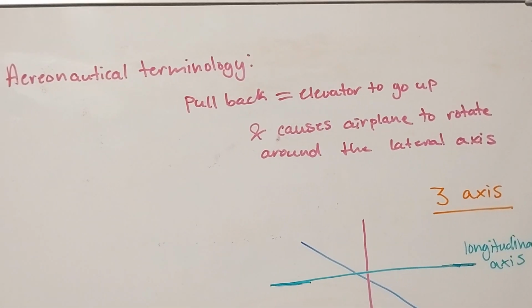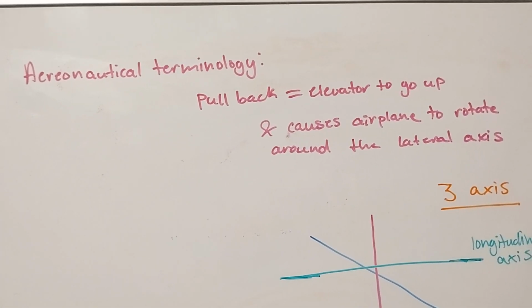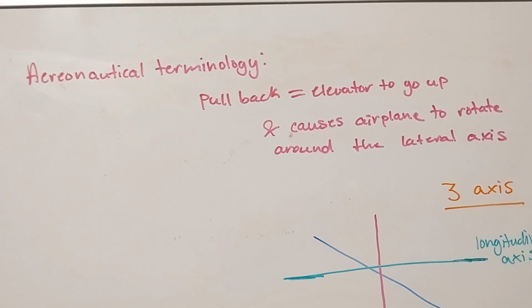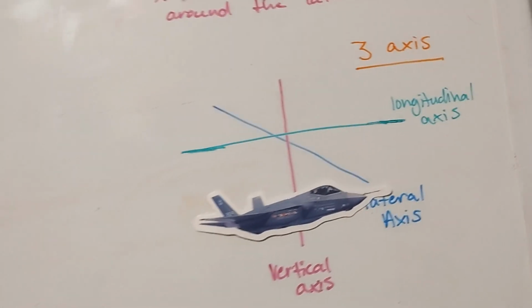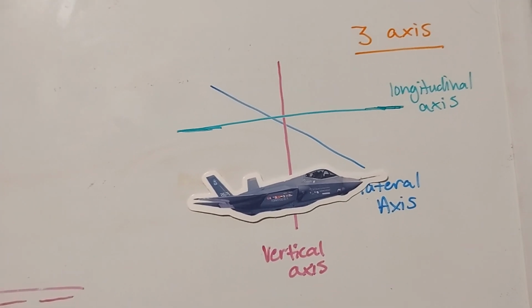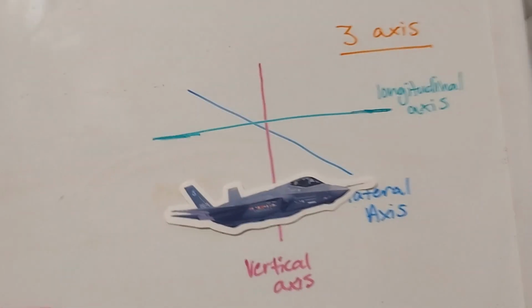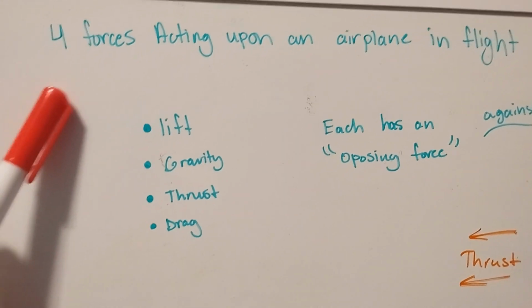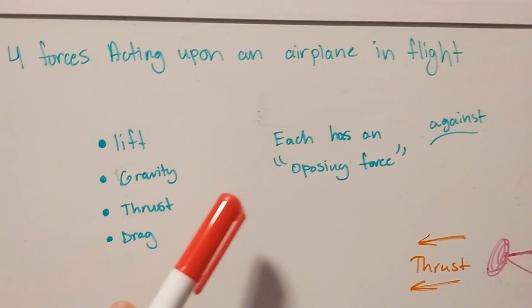But in aeronautical terminology, when you pull back, the elevator goes up and causes the airplane to rotate around the three axes. And if you guys are wondering, the three axes are the longitudinal axis, the lateral axis, and the vertical axis.